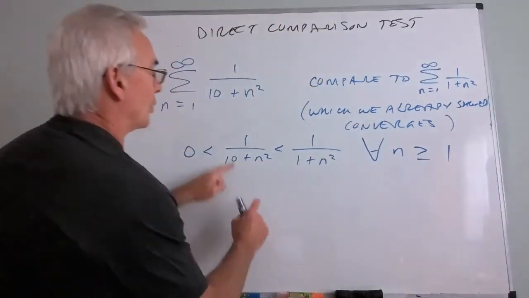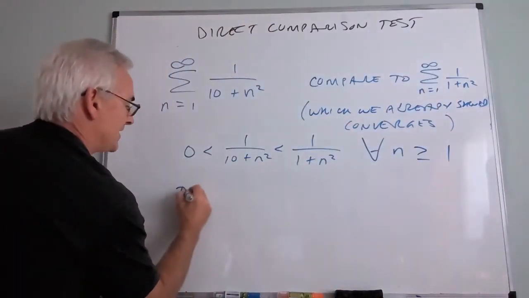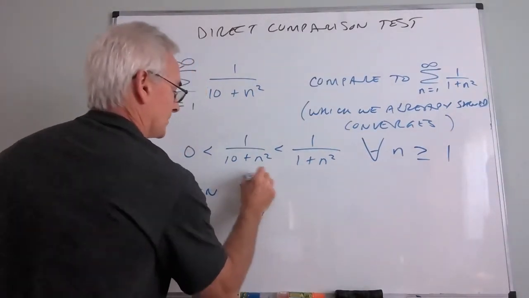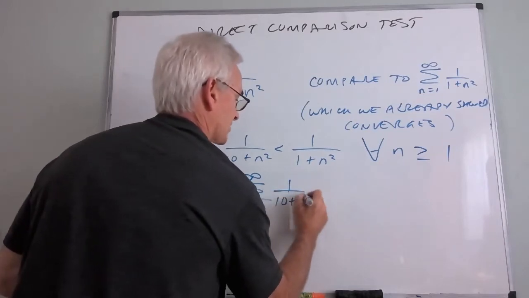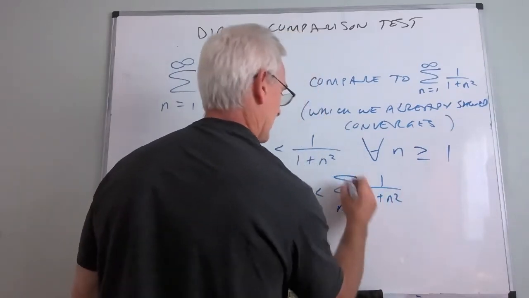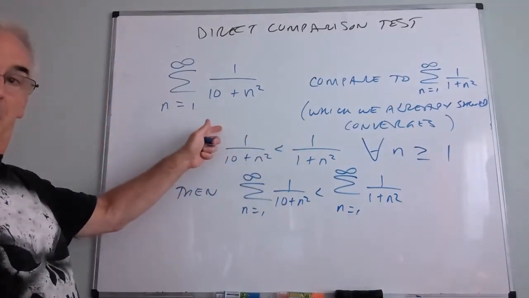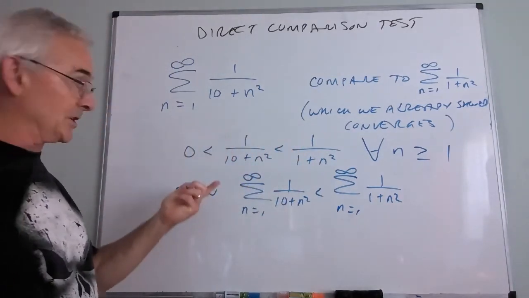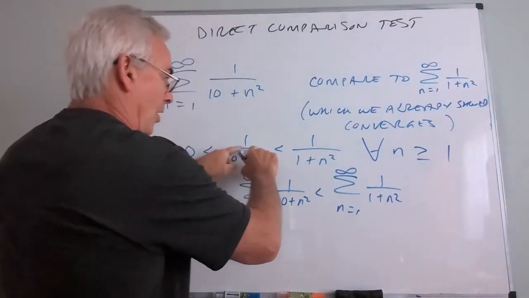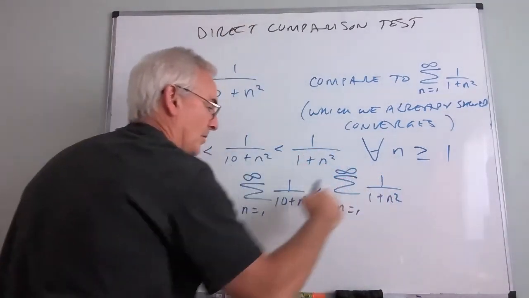Since term by term, every term here is smaller than every term here, then I can say the sum from n equal 1 to infinity of 1 over 10 plus n squared is less than the sum. And here's the key. If I made a finite amount of money and you made less than that, and it was positive, my conclusion is you made a finite amount of money. I just showed that term by term, this was always smaller than this. Therefore, this sum is always smaller than this. We're done, because that one converged.